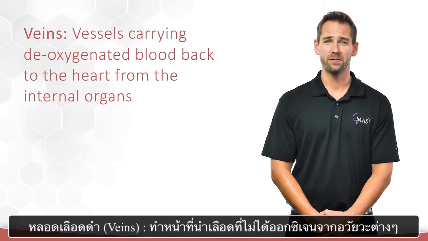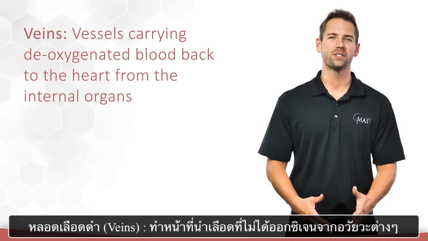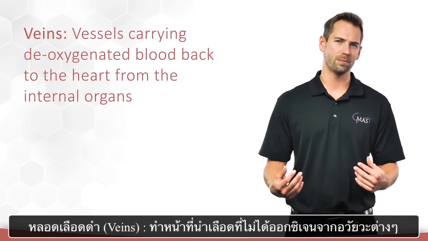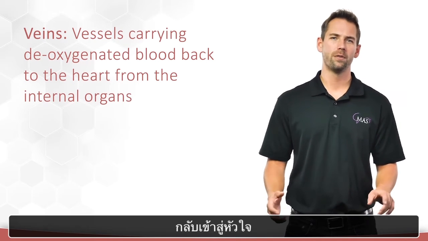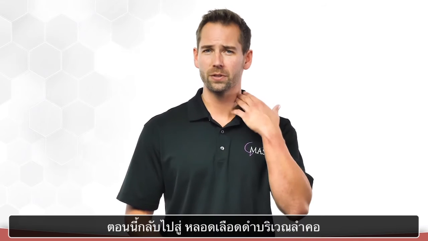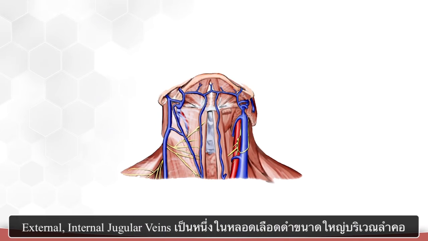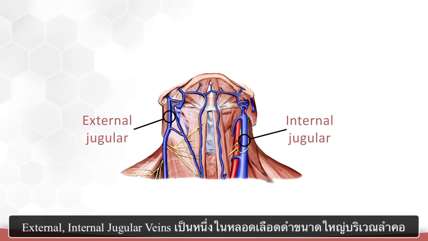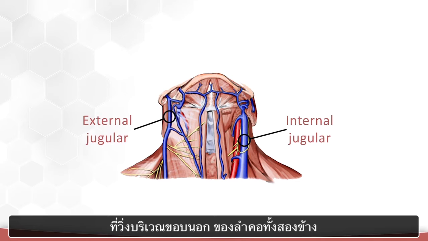Veins are different from arteries in that they are vessels carrying deoxygenated blood back to the heart from the internal organs and peripheral circulation. Now, going back up to the cervical spine, let's talk about veins. Among the biggest venous structures in the neck are the internal and external jugular veins, which lie laterally adjacent to the cervical spine.